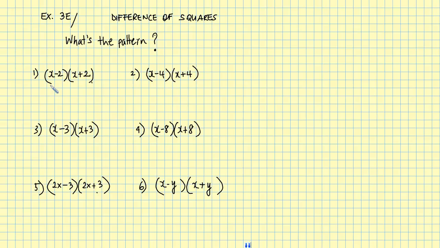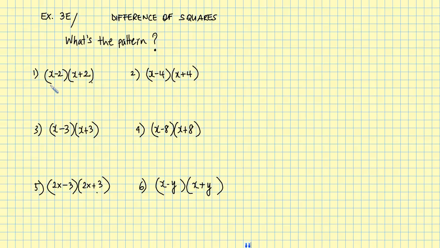They all seem to be identical, the only difference being that within the binomial, the two terms are the same. So the x's are the same, the values are the same, but one of them happens to be positive and the other one happens to be negative. And when we have this type of situation, where we have two basically identical binomials, but one of them is positive and the other one is negative, what we end up having is what we call a difference of squares.